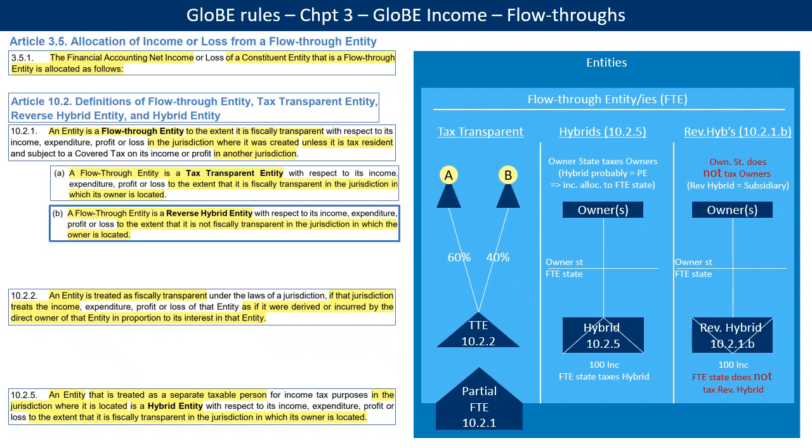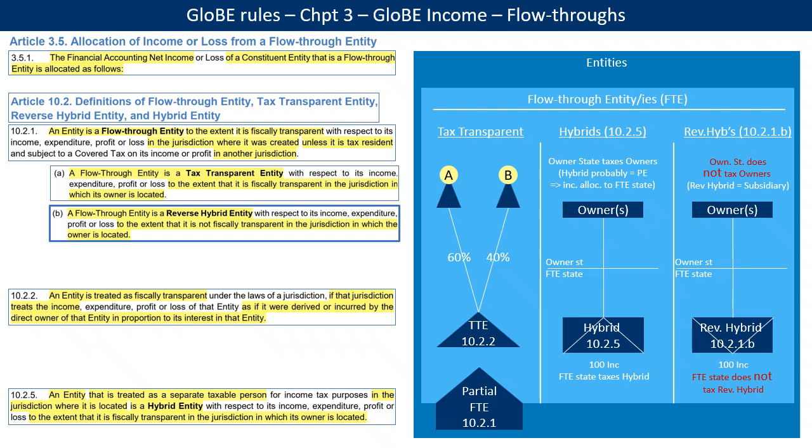And then finally we come to reverse hybrids, and if we look at Article 10.2.1b, on the left-hand side of the slide, you see a flow-through entity is a reverse hybrid entity to the extent that it is not fiscally transparent in the jurisdiction in which the owner is located. Now, we already talked about that a flow-through entity and transparent entity is transparent in the jurisdiction where it is resident. But now it says a flow-through entity is a reverse entity to the extent that it is not fiscally transparent in the jurisdiction where the owner is located.